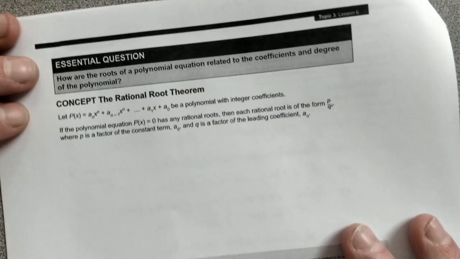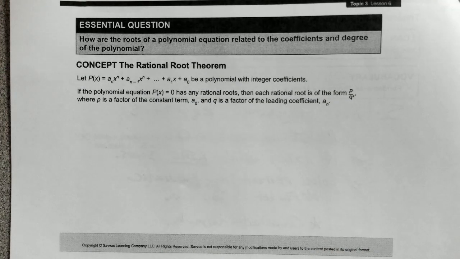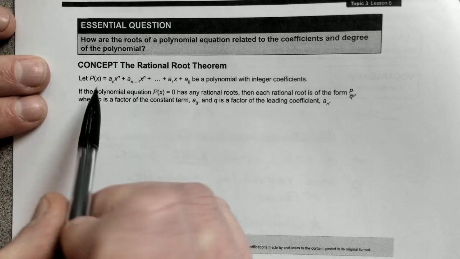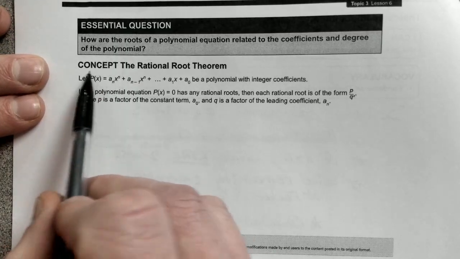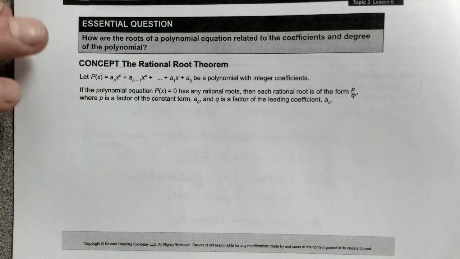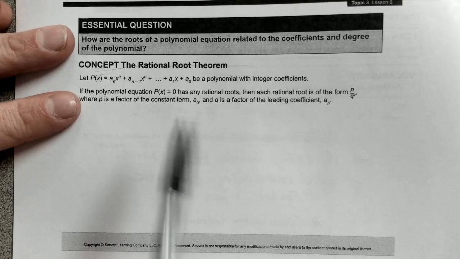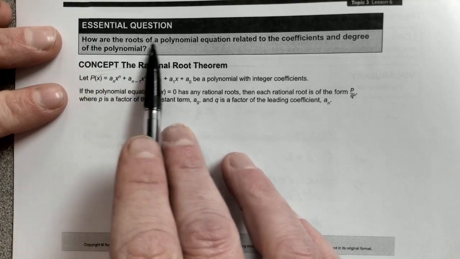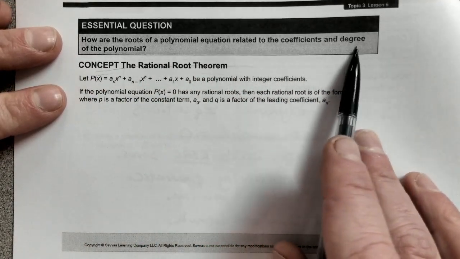All right, moving along. I know, if I'm moving too fast, you can always pause. That's the beauty of videos. Technology. All right, so here it says the concept is the rational root theorem. The essential question for all of 3-6: how are the roots of a polynomial equation related to the coefficients and the degree of the polynomial?